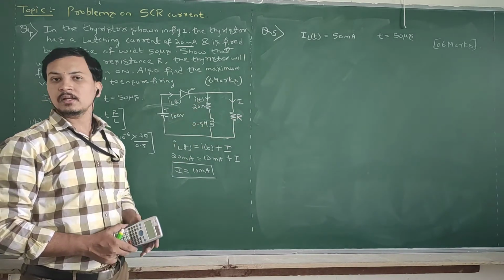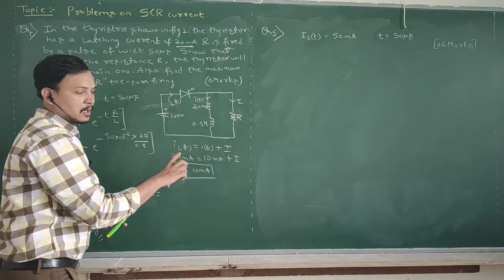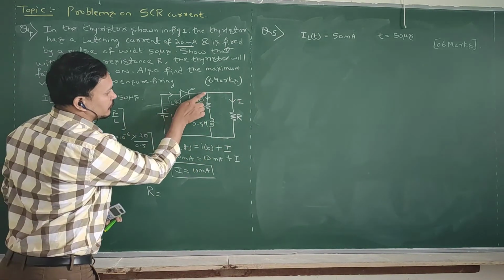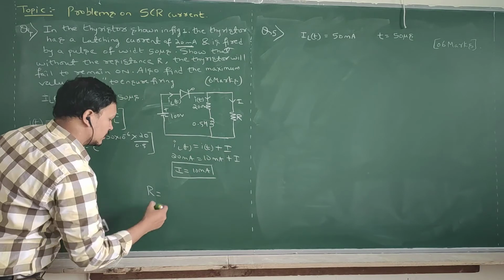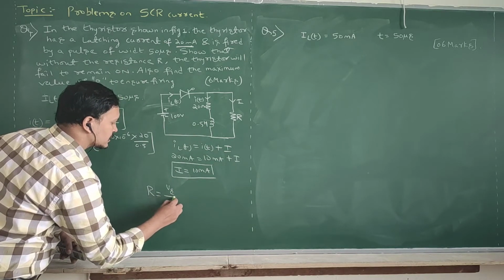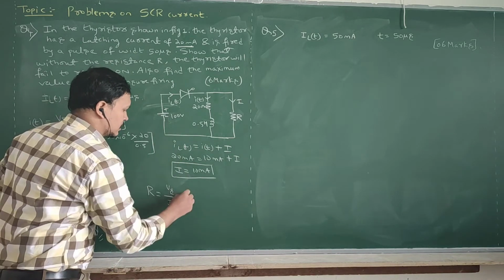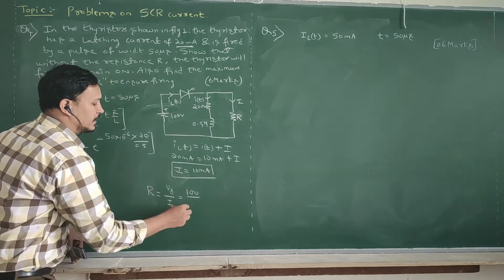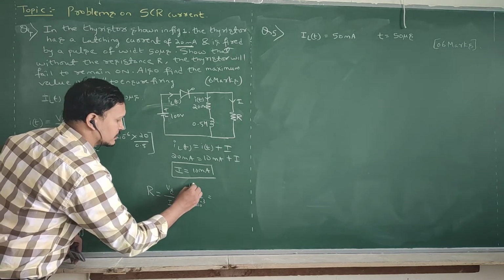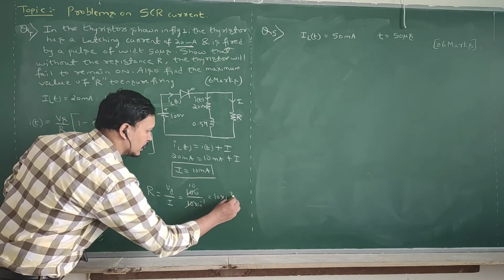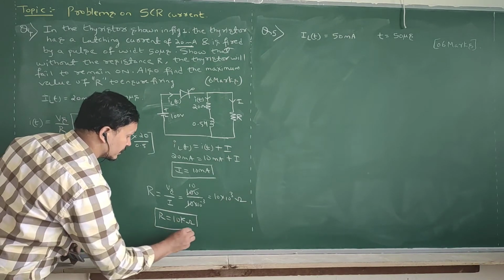Then what is the value of the shunting resistance? We can calculate it since this and this are connected in parallel, so the voltage will be the same. What is the voltage across this? From here to here, 100 volts, and here to here also 100 volts. Therefore R is equal to V by I, so Vs by I. What is Vs? 100 volt. What is I? 10 milliampere. So 10 into 10 power minus 3, which gives 10 into 10 power 3 ohms. Therefore, the shunting resistance required is 10 kilo ohms.